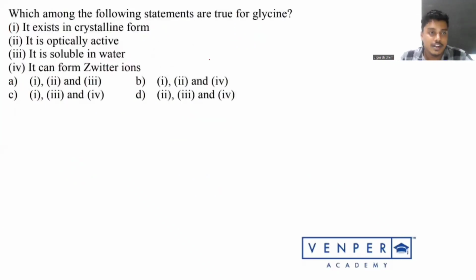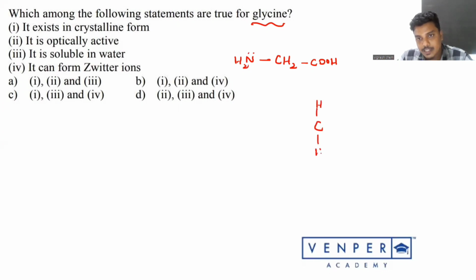Okay, now see, which of the following statements is true about glycine? What is the glycine formula? CH2, here COOH, here NH2. Okay, this is glycine. We can write this way: carbon, this hydrogen, this also hydrogen. Therefore this is COOH and this is NH2. This is the amine group, this is the acid. Okay, it's an amino acid.